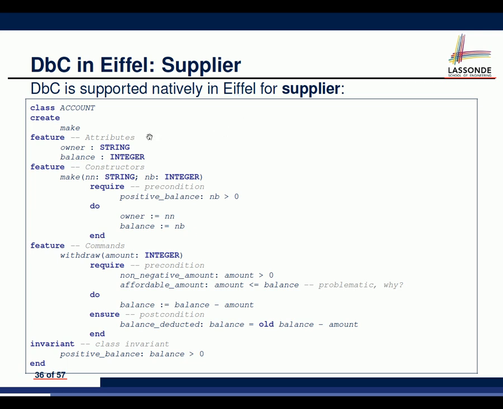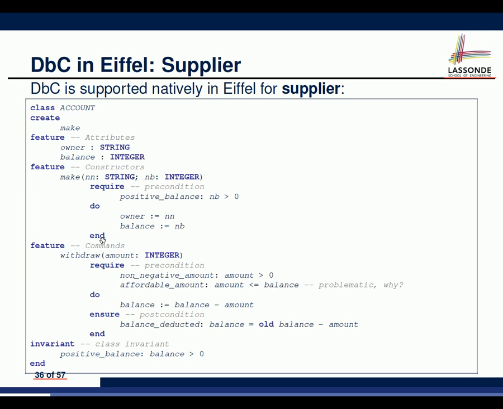Okay, and then for every feature, we have require for precondition, and also we have ensure for postcondition. Things will get a little bit more interesting when we talk about inheritance. For a subclass, how is it going to inherit the contracts from its parents? Okay, that's something we're going to talk about a little bit later. Okay, just as a preview. You can think about it too. And then within the do and end, that's kind of the implementation.